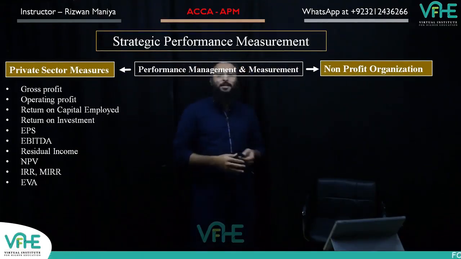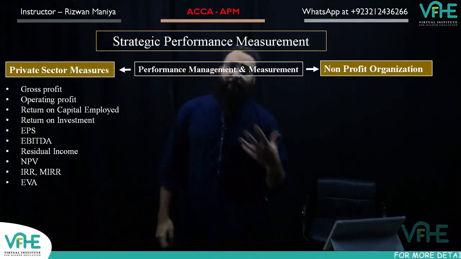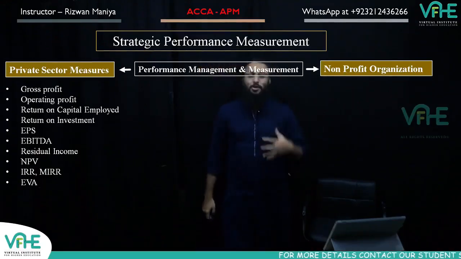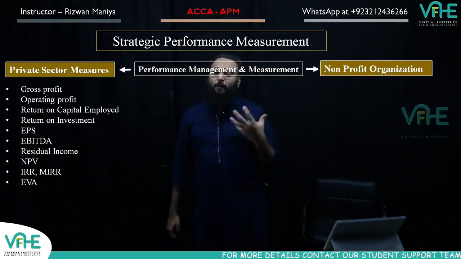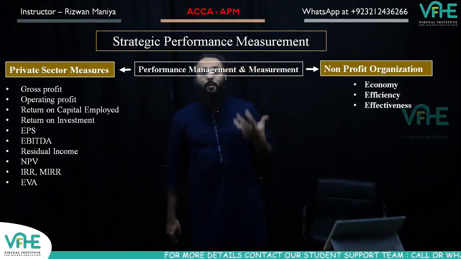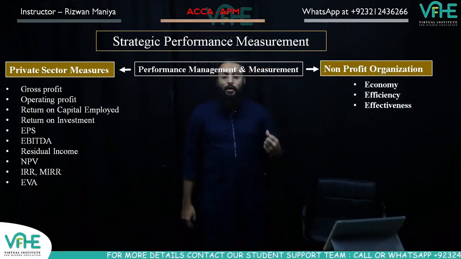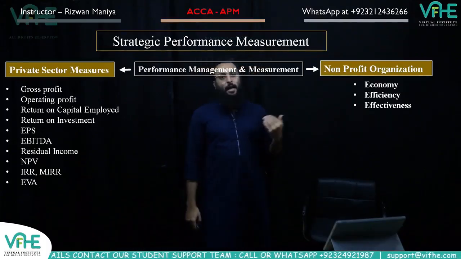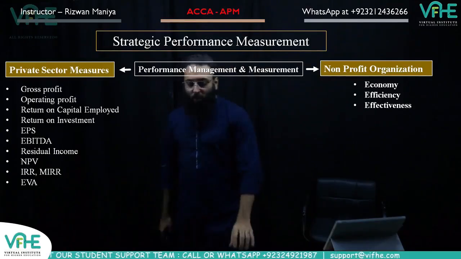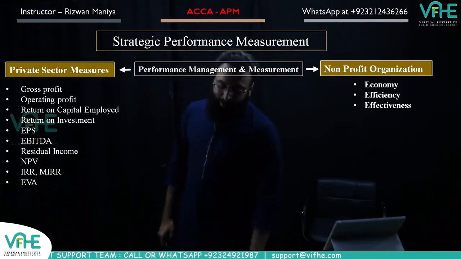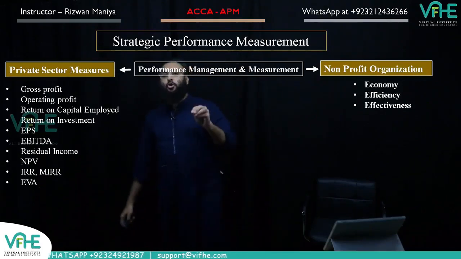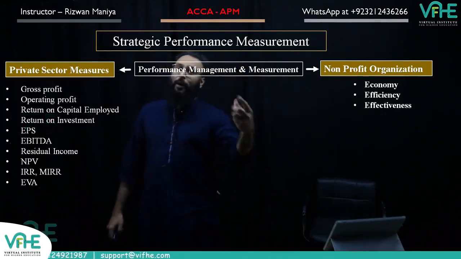If a business is a not-for-profit business, one that doesn't exist to earn profits, the performance will be measured by 3 E's, which is known as value for money: economy, efficiency, and effectiveness. What is economy? Economy is an input measure which measures that whatever input you use should be the cheapest possible for the required quality.